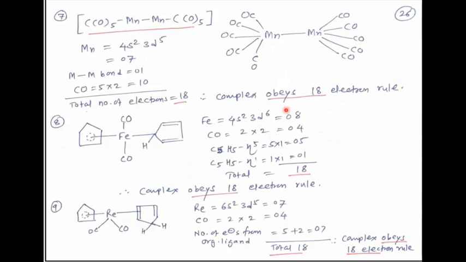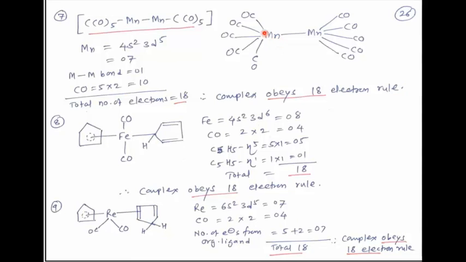Then see the next complex, Mn2(CO)10. Five carbonyls are attached to each manganese atom. Manganese configuration is 4s2 3d5, that means 7 electrons are present. See this structure. We must be able to draw the structure of any type of carbonyl, any type of organometallic compound when we have to calculate the 18 electron rule.